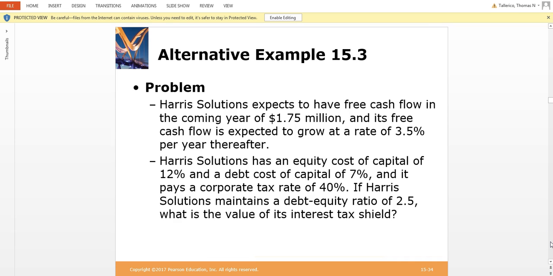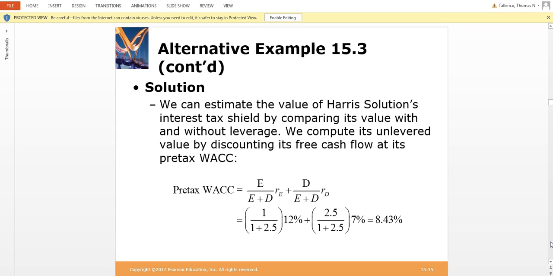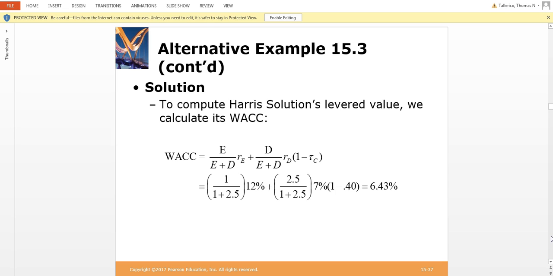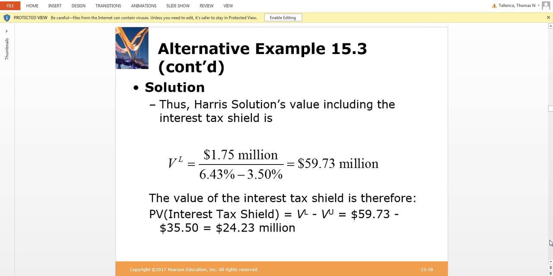And here's an alternative example, similar to what we just did. Again, you can see them going through this whole thing again with the unlevered, the pre-tax with no tax shield. And here's the unlevered. Here's now with the tax shield included. So it's a similar example to what we just did.